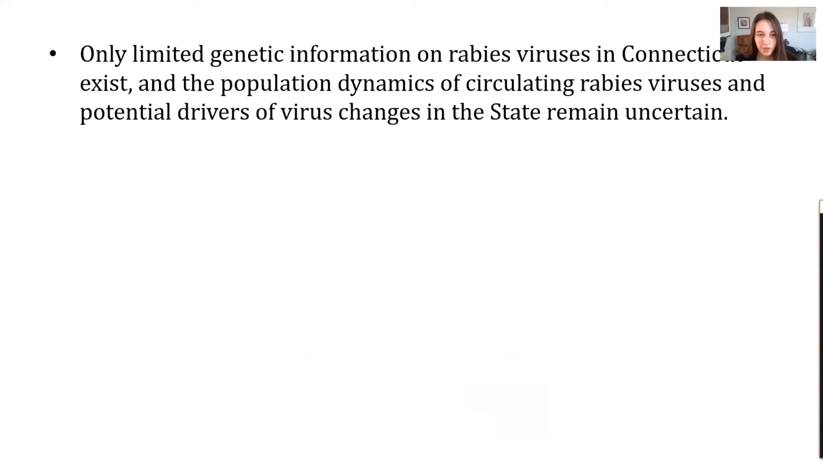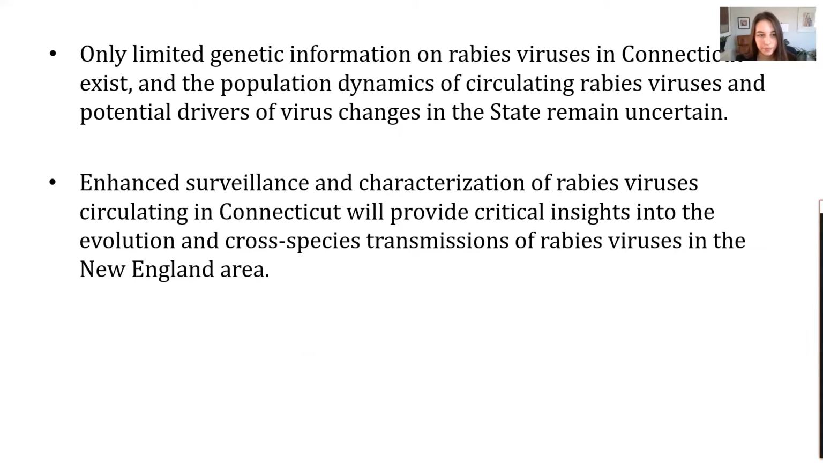Only limited genetic information on rabies viruses in Connecticut exists, and the population dynamics of circulating rabies viruses, potential drivers of virus changes in the state, remain uncertain. Rabies virus is typically transmitted through species-species interaction. However, cross-species emergence of the virus poses another public health concern. Enhanced surveillance and characterization of viruses circulating in Connecticut will highlight the evolution of the virus and cases of cross-species transmission in the New England area.